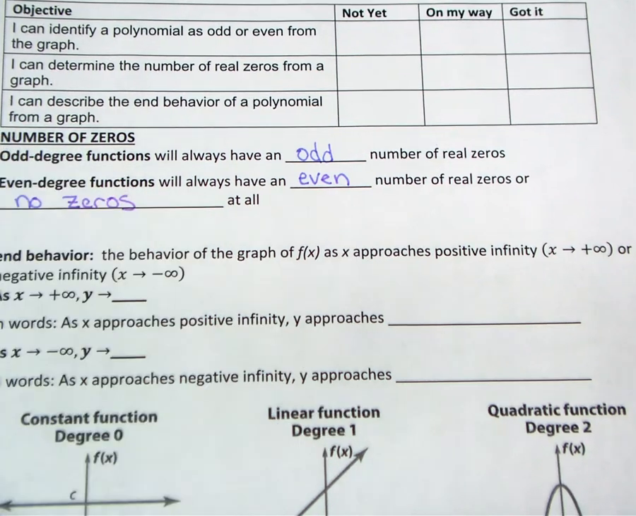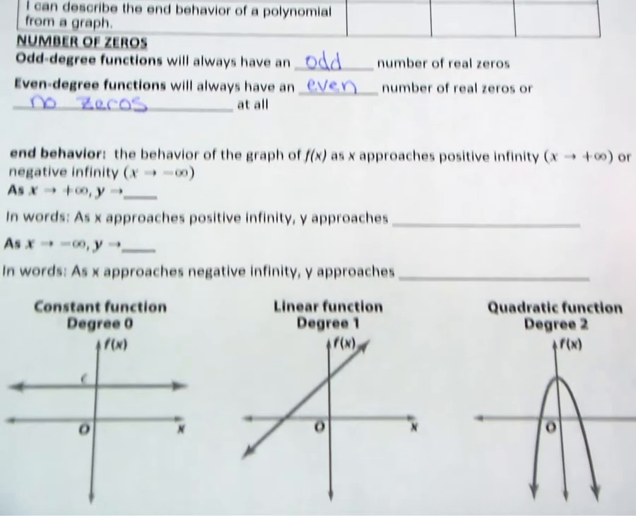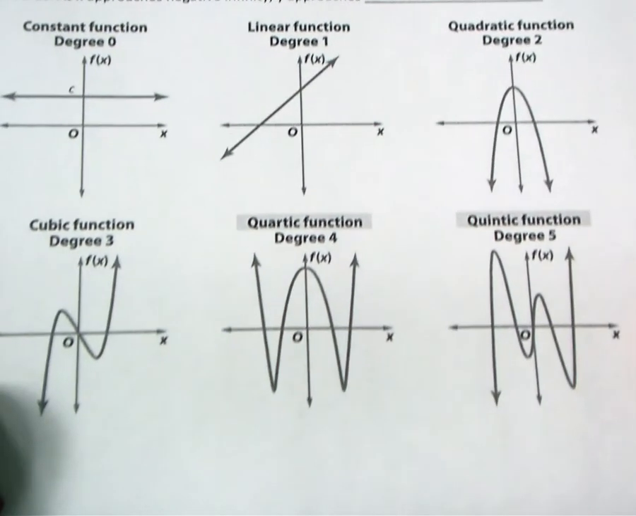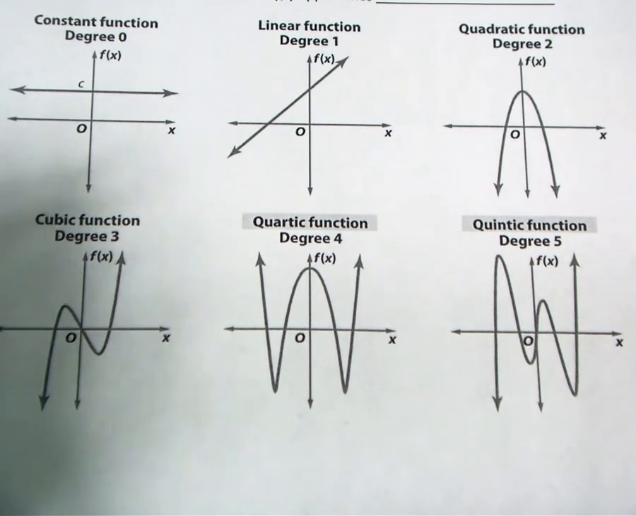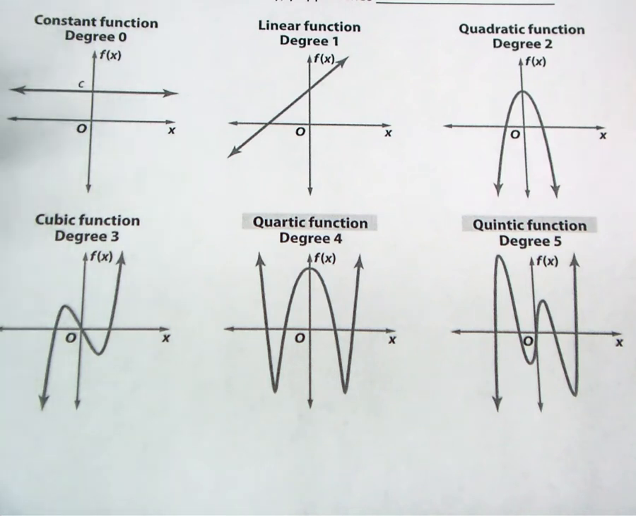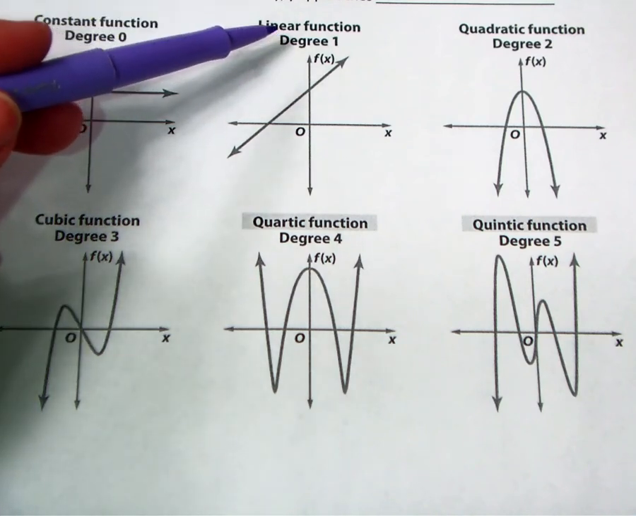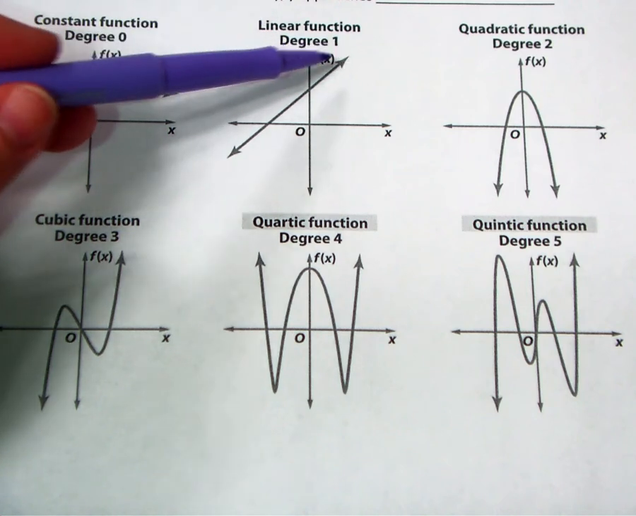So be careful. Now let's think about this a little bit. I'm going to skip that for a second and look down here. We've talked about the degrees. The degree means the highest exponent. So when we have a highest exponent that is odd, that means it's an odd degree function. When the highest exponent is even, that means it's an even degree function. So if something had a degree of 0, like y equals 5, that would be a degree of 0. If something had a degree of 1, like y equals 2x, that would be a degree of 1.